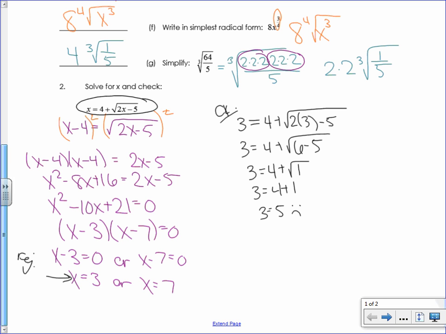And then I have to go ahead and check 7, so I get 7 is equal to 4 plus the square root of 2 times 7 minus 5. That's going to become 14 minus 5. And 14 minus 5 is 9. And the square root of 9 is 3. And boom, 7 equals 7. So 7 worked. All right, so we had to reject x is equal to 3 because it was extraneous. The check didn't work, but 7 is good.